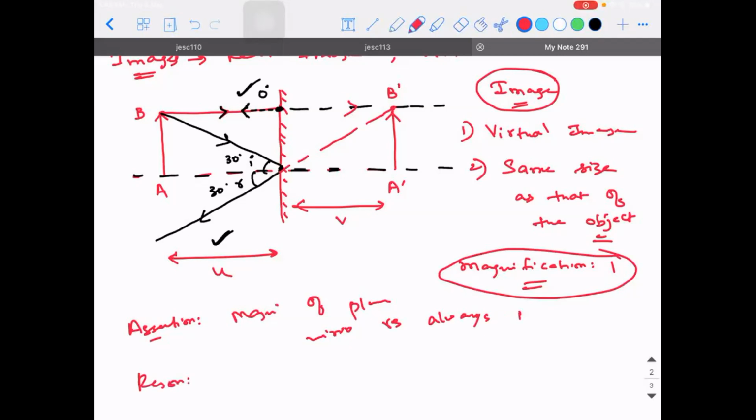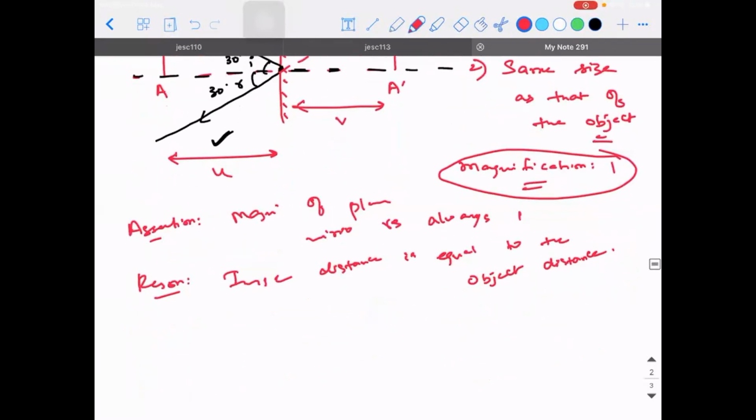Reason: the image distance is equal to the object distance. Guys, tell me what is the answer. Both A and R are true, and R is the correct explanation of the assertion. Very good. So R is the correct explanation for assertion.